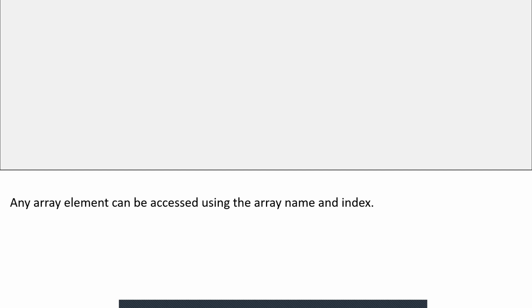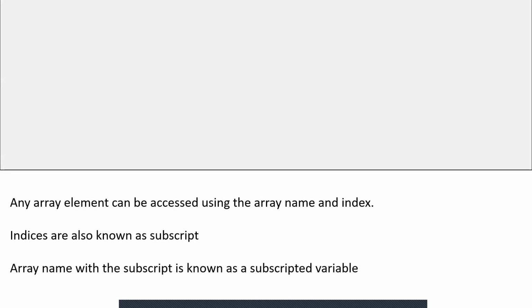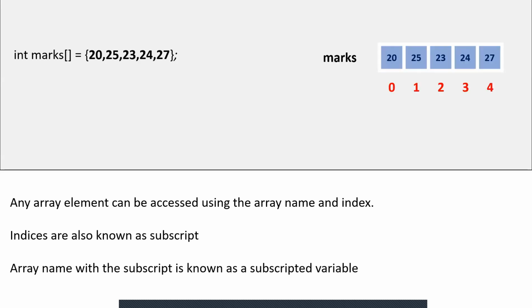We can access individual array elements using the array name and index. Index or indices are also known as subscript, and an array name with the subscript is known as a subscripted variable. So we have an array marks. We have initialized it with 5 integer values. We know memory location will be allocated for 5 integers. One int is 4 bytes, so 5 elements would be 20 bytes.